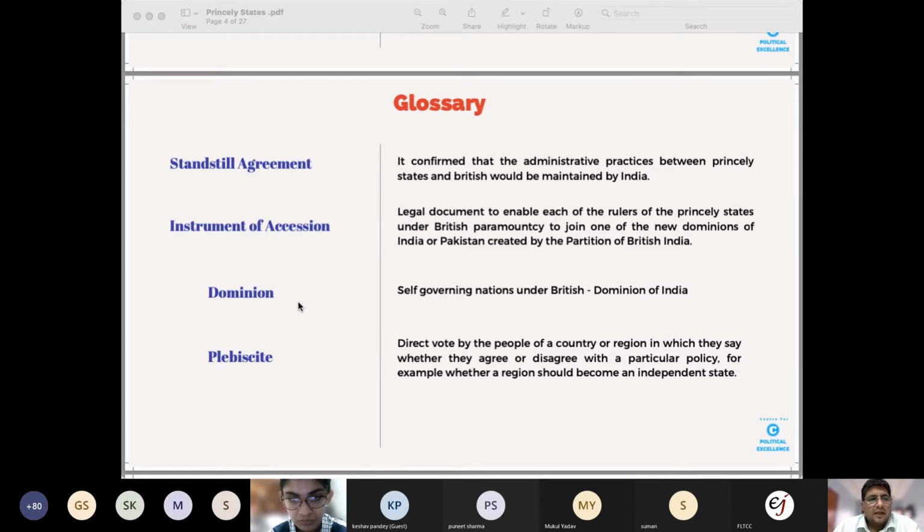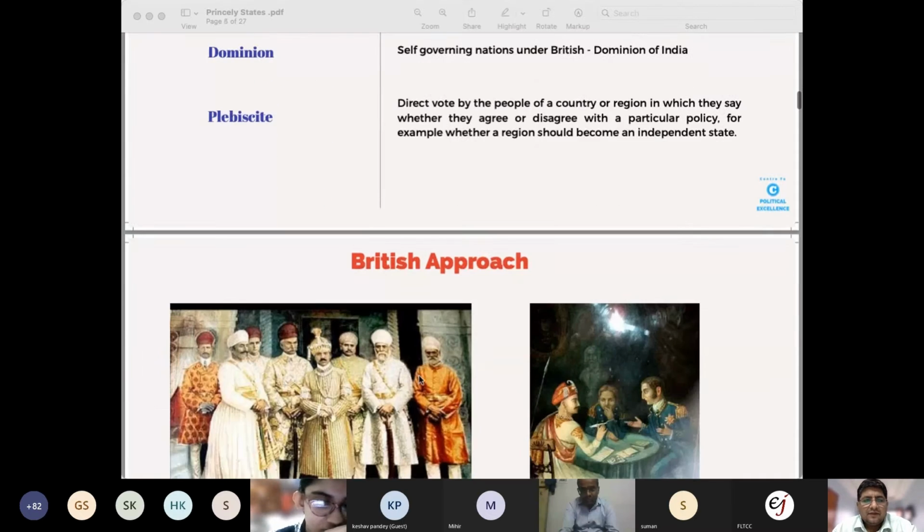Then another important term that you will come across today is plebiscite. Some people pronounce it in different ways. It is a kind of direct vote where people vote on a particular question of policy. For example, whether a region should become independent, or whether a ruler should be there, or any kind of question. So the public basically votes in a plebiscite. In India, we go to vote to choose our representatives. A plebiscite is a kind of vote where we go to answer a question. These are some of the terms.